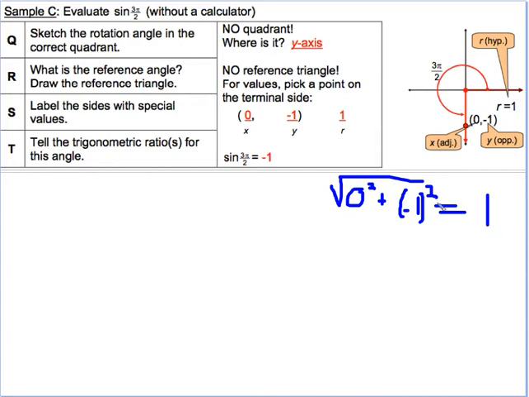So this situation is going to happen anytime you land on one of the axis points, one of the x or y axes. Your r value will end up being 1. Either x or y is 0, and the other one is going to be -1 or +1. And then whatever your value is, if you're looking for sine, it's going to be -1. If you were looking for cosine, it would just be 0. You'll end up with some undefined terms as well.